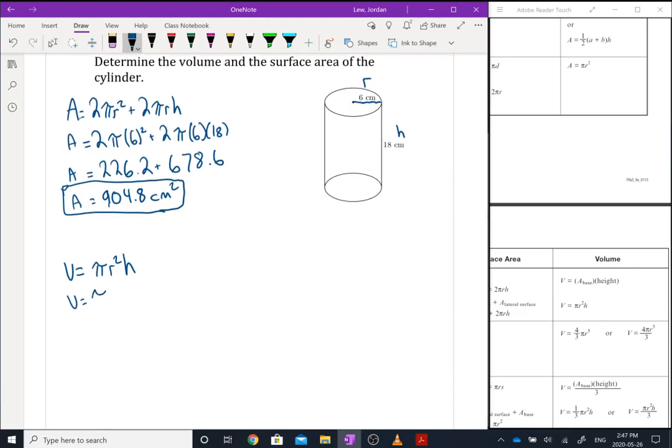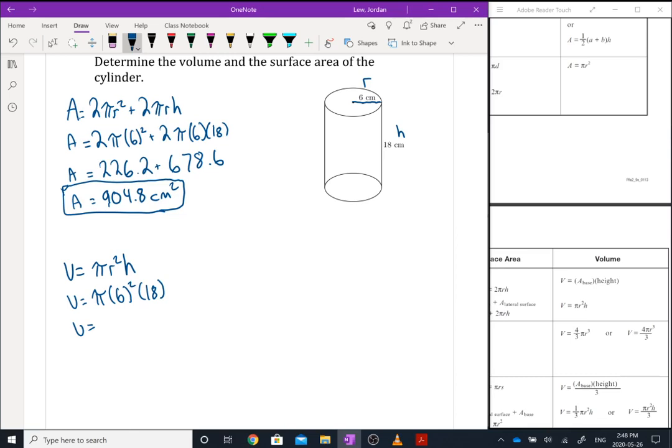so we're just going to plug our information in and solve. So pi times r squared, so 6 squared, times h, which is 18. And again, this is just a one-step calculation. So pi times 6 squared. Again, make sure it's just 6 squared.